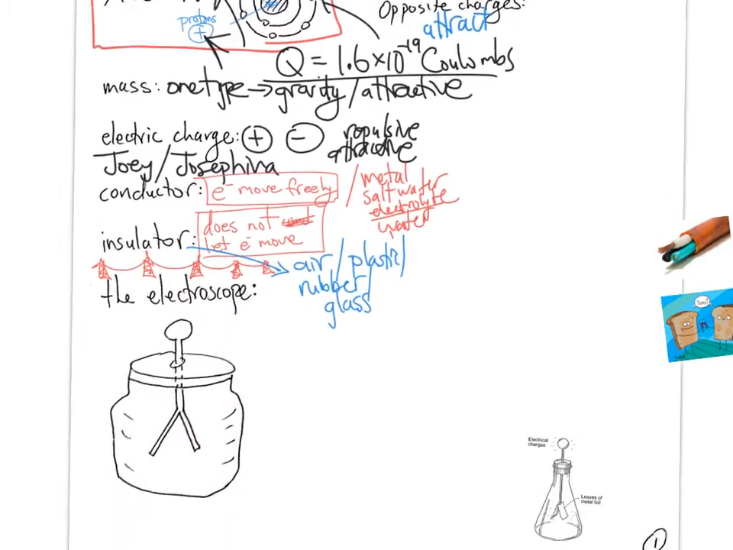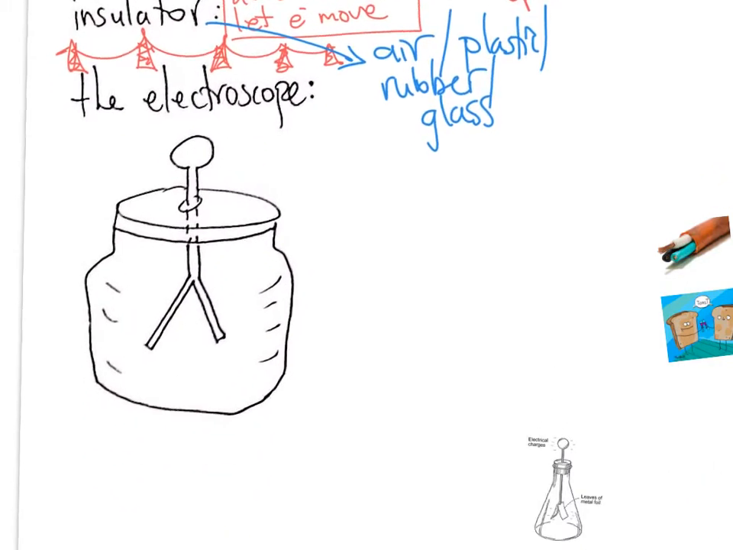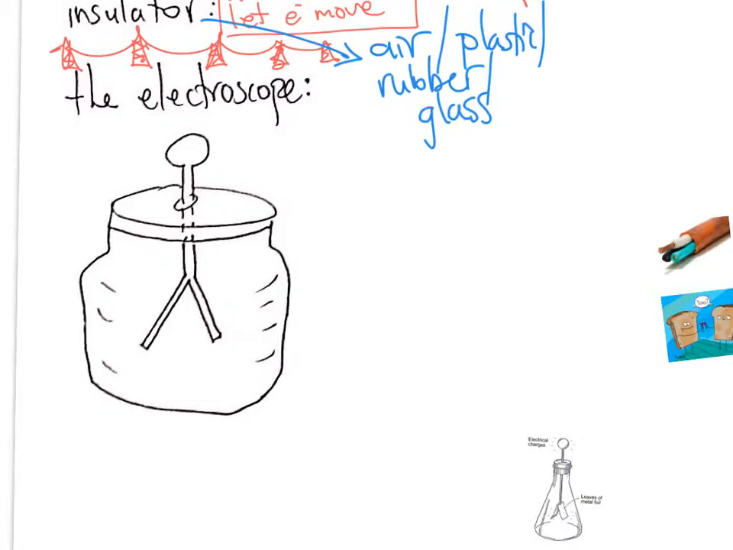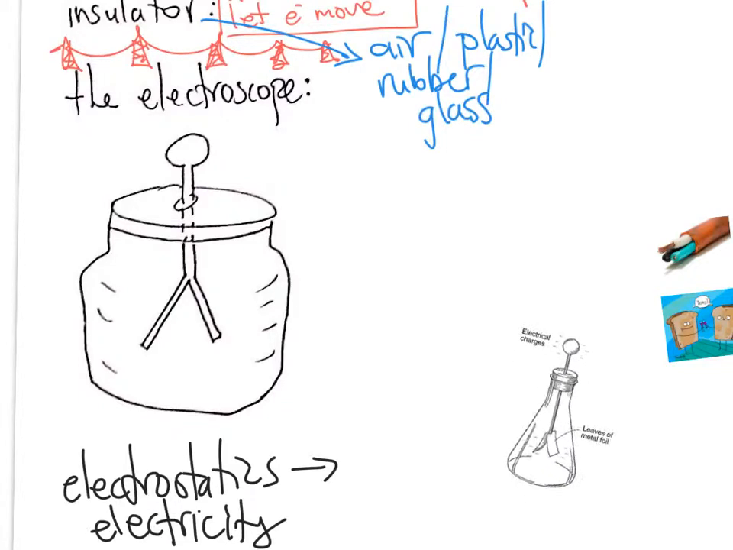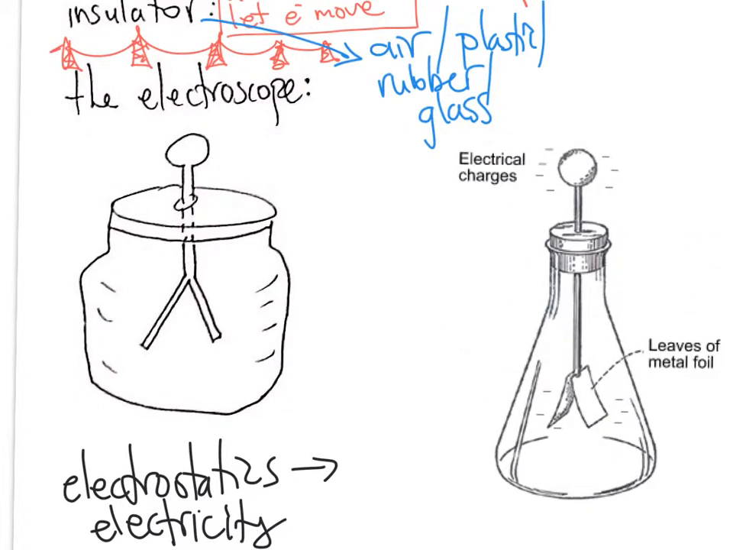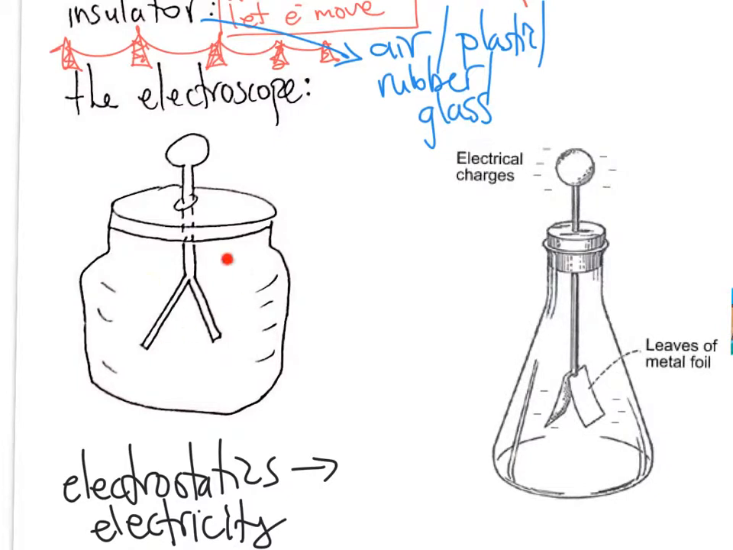In our introduction to electrostatics, by electrostatics we mean we're talking about electrons, positive and negative charge, but it doesn't really move. So let me write this. Electrostatics versus electricity, or current electricity. In electrostatics, the charge remains relatively constant, and one thing that we use to investigate this is called an electroscope. So here's my diagram, one I pulled off the internet.